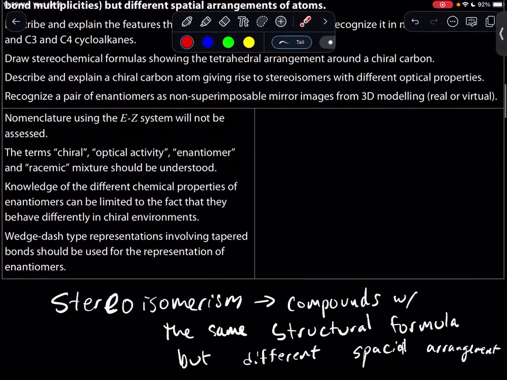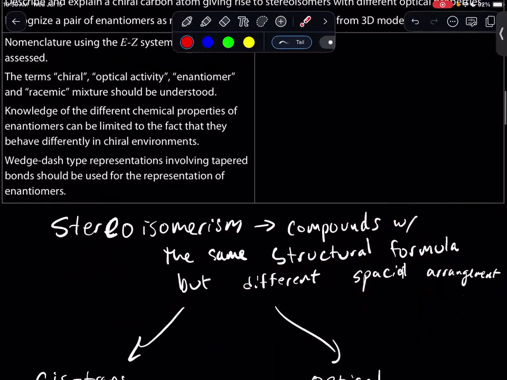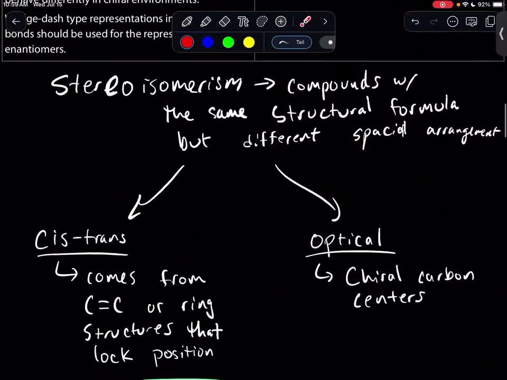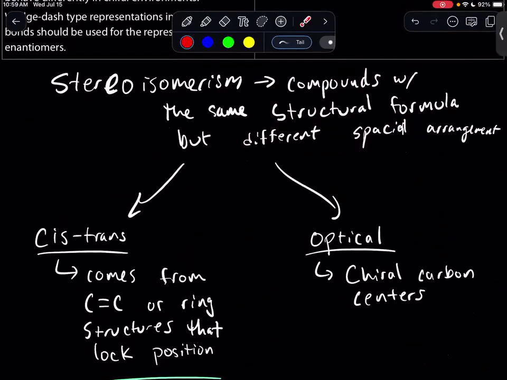So what is stereoisomerism? Basically, the easiest way of thinking about it is the same structural formula, but different spatial arrangements. With stereoisomerism, we break it into two sections. We have cis-trans isomerism, which is the one that I've already done all the notes for, so you're just going to have to pause and go through them.